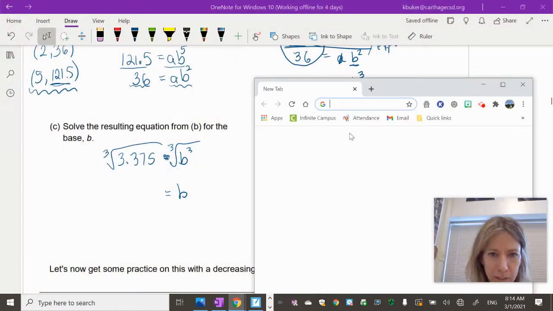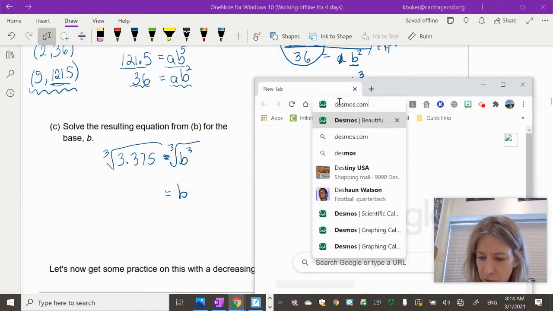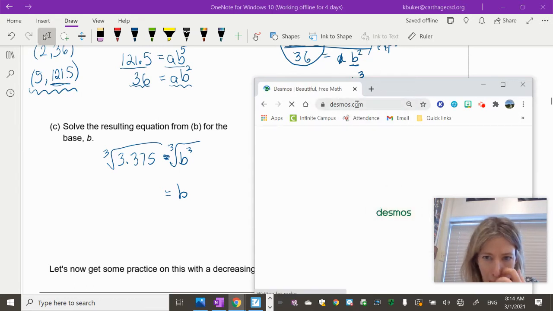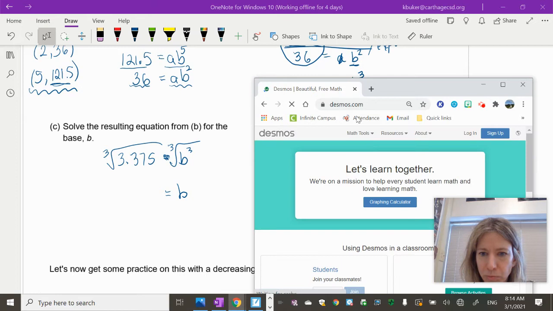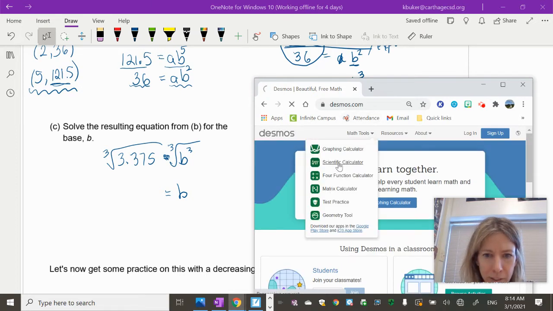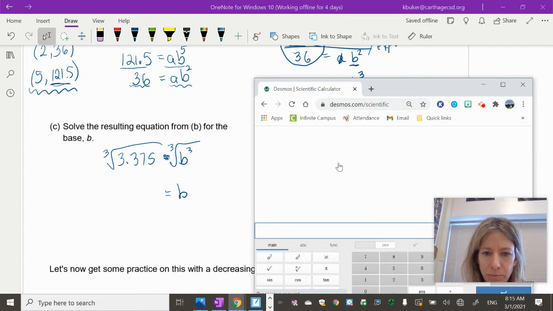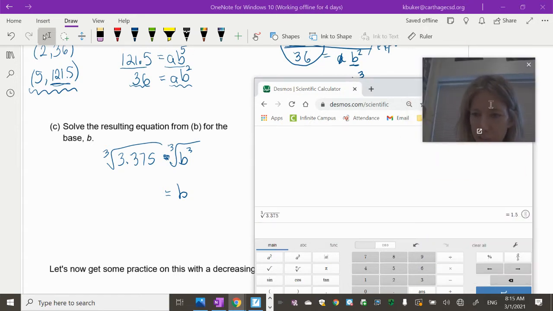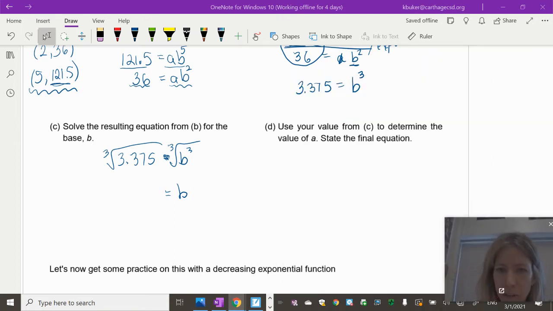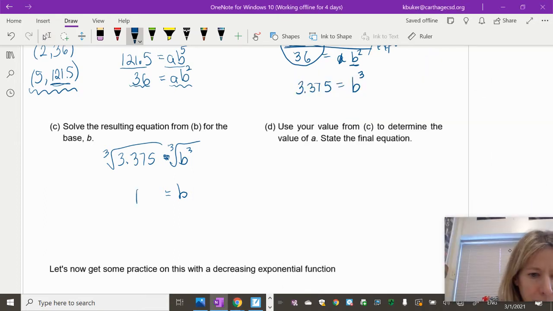This doesn't take too long. I should have pulled it up already. I apologize for that. Desmos. And change it to a scientific calculator. And for cube root, I'm going to pick this little guy right here with the n, and I can put a little 3 in there for a cube root, and I'm going to do 3.375, and I'm going to hit enter, and 1.5, you can see the answer right there, 1.5 is what I get. All right, so I'm going to minimize that, and my b value is 1.5.